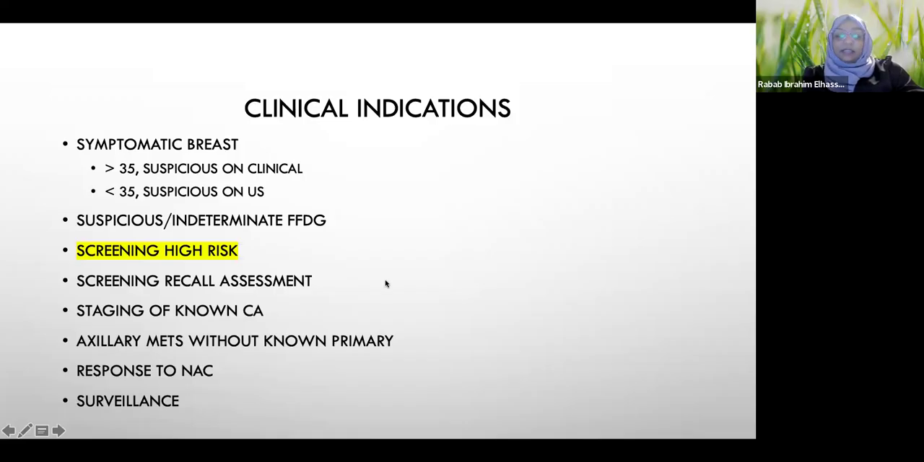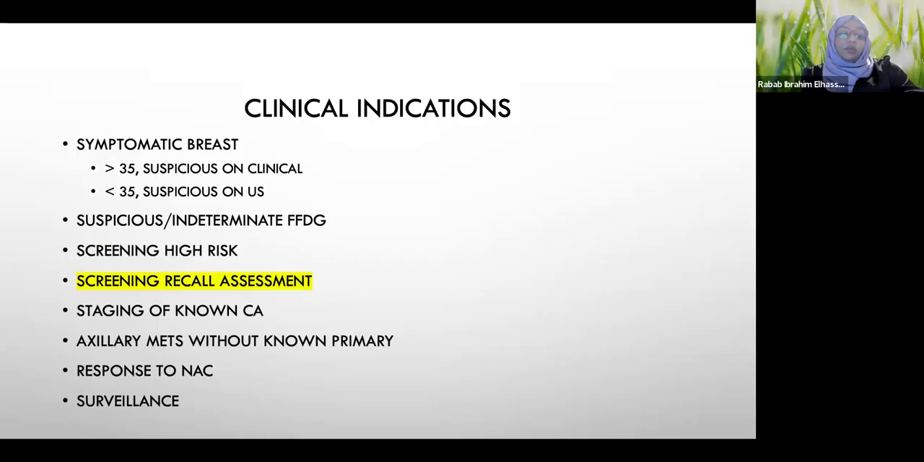Screening recall assessment. When we recall a patient from screening, we ideally would want to do everything to minimize patient anxiety, to be able to give a diagnosis in one setting and so on.